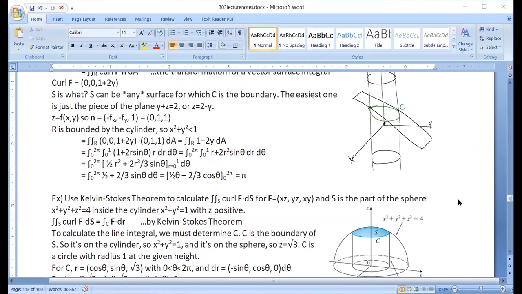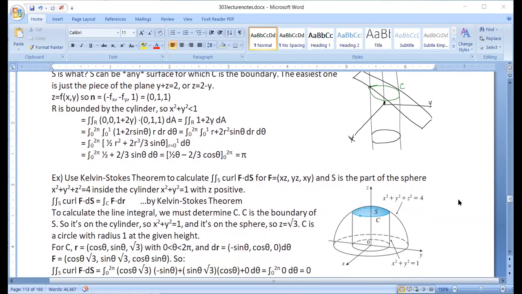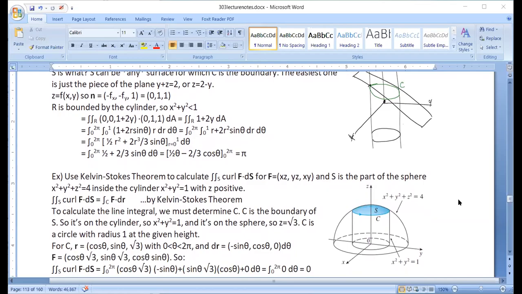And now that we have the parameterization, we can also parameterize the vector field. So taking the original form of the vector field and plugging in, we get cos theta rad 3, sine theta rad 3, and then cos theta sine theta. So now that we have everything parameterized, we can just go ahead and plug in and do the line integral. So the original surface integral equals the line integral, and the line integral equals all of this.